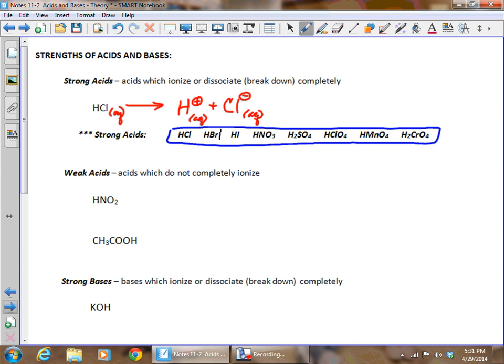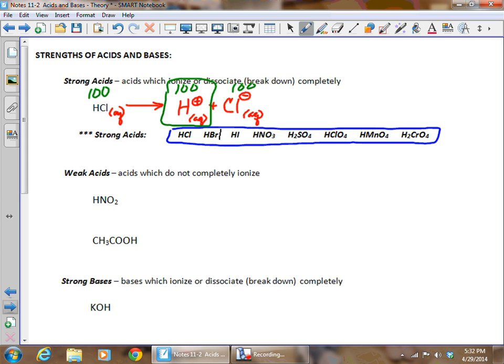Now the reason this is strong, it reacts completely, and let's say that we start out with 100 HCl's. When we get done, we are going to have this reacting completely. We'll have 100 H's and 100 Cl's. So we're going to have the maximum H pluses possible. So that's why it's a strong acid.